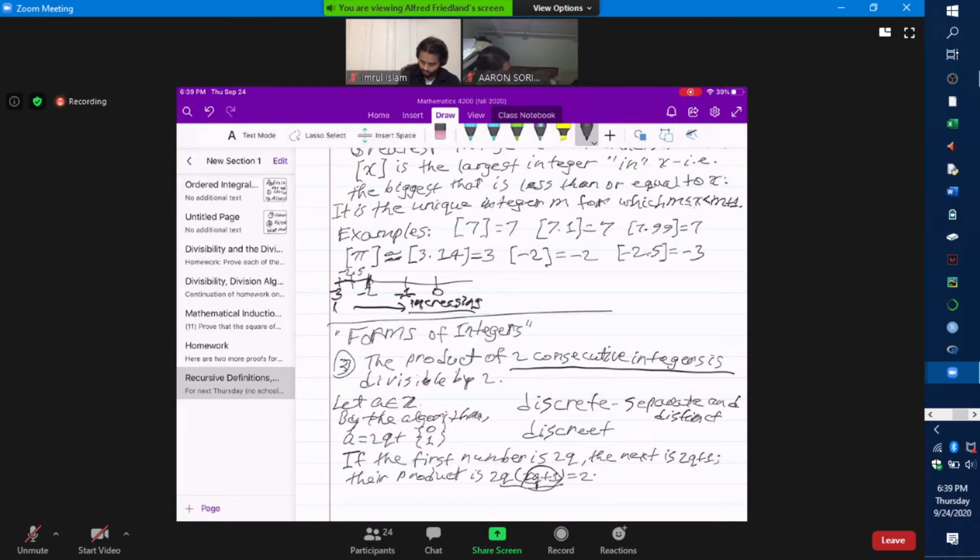By the associative property, we can put those two together and leave the 2 alone, right? The associative property of any ring, you can associate multiplication. And so by closure, this is some integer.